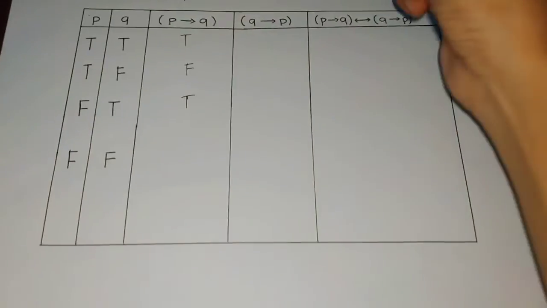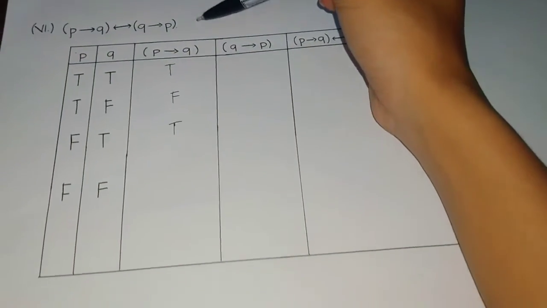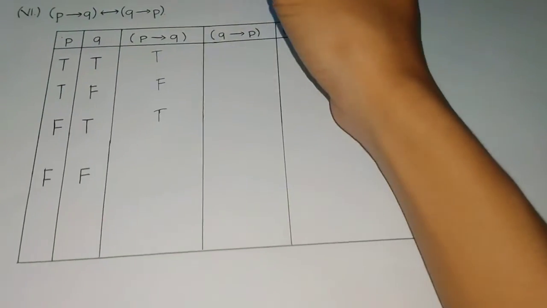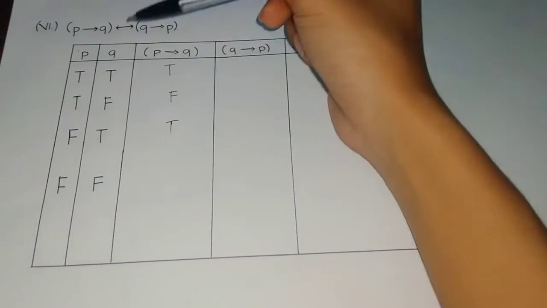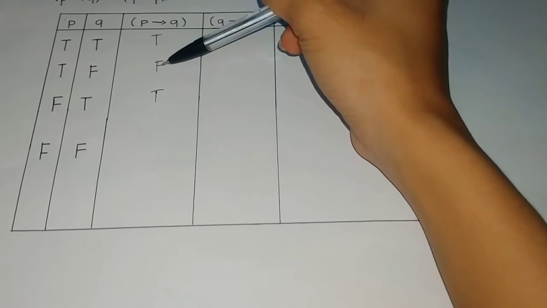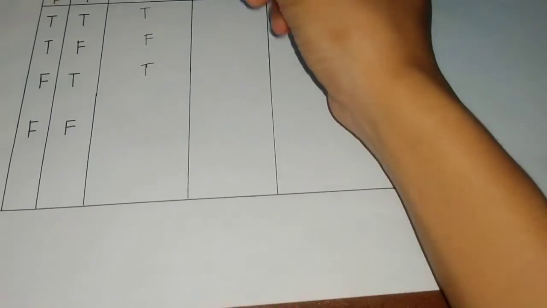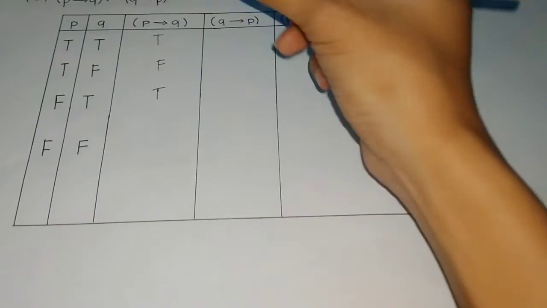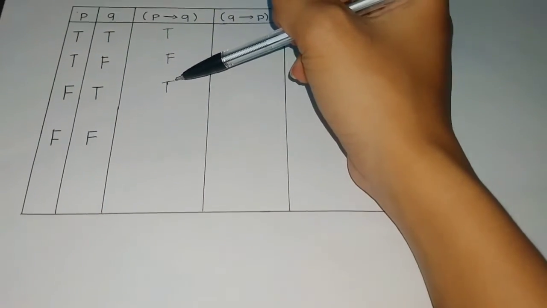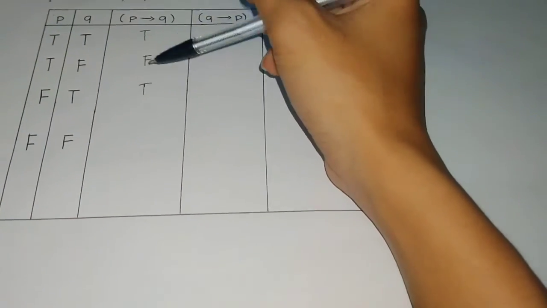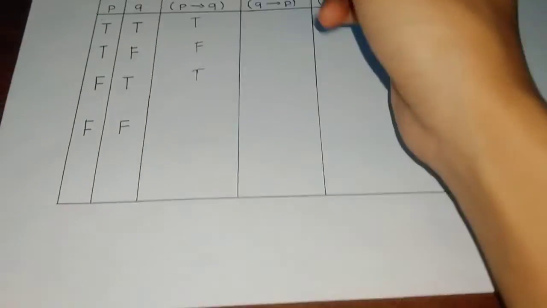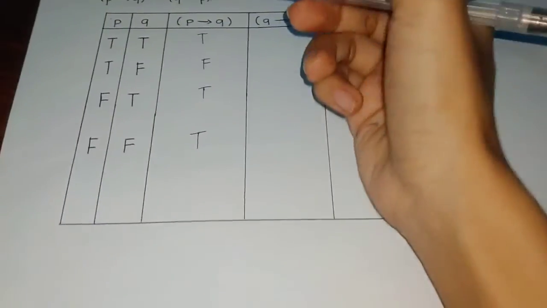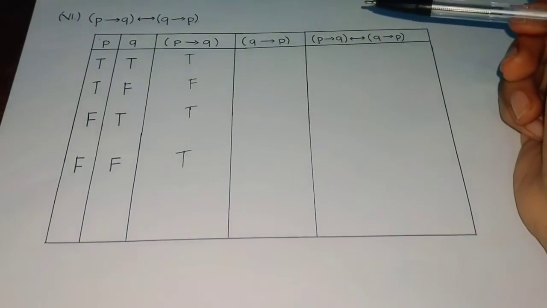On this table, P implies Q. We write this as true because it has the same truth values. In the second row, we write this as false because the Q statement is false. In the third row, we write this as true because the second statement here is true. Then in the last row, we write this as true because it has the same truth values.